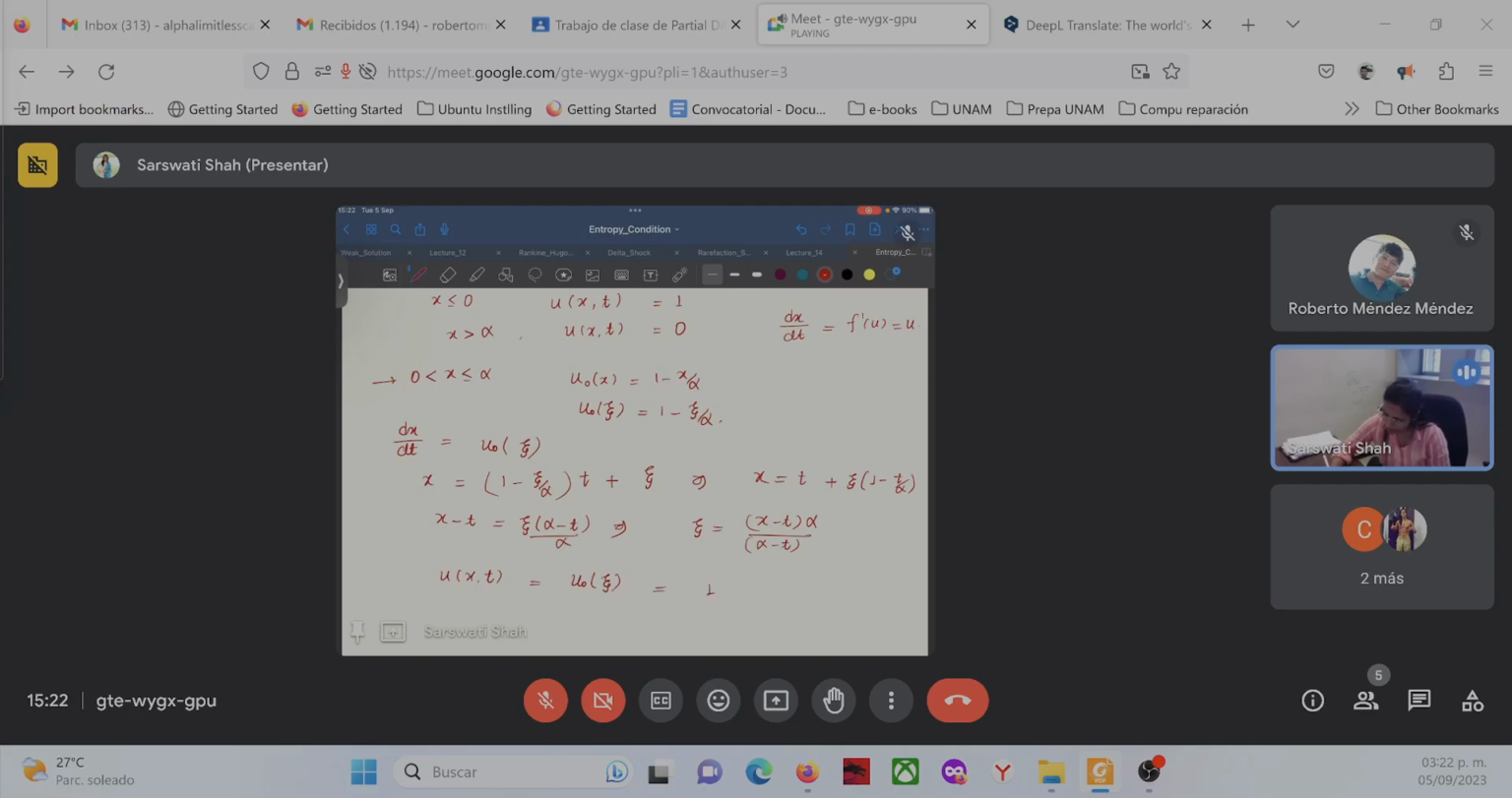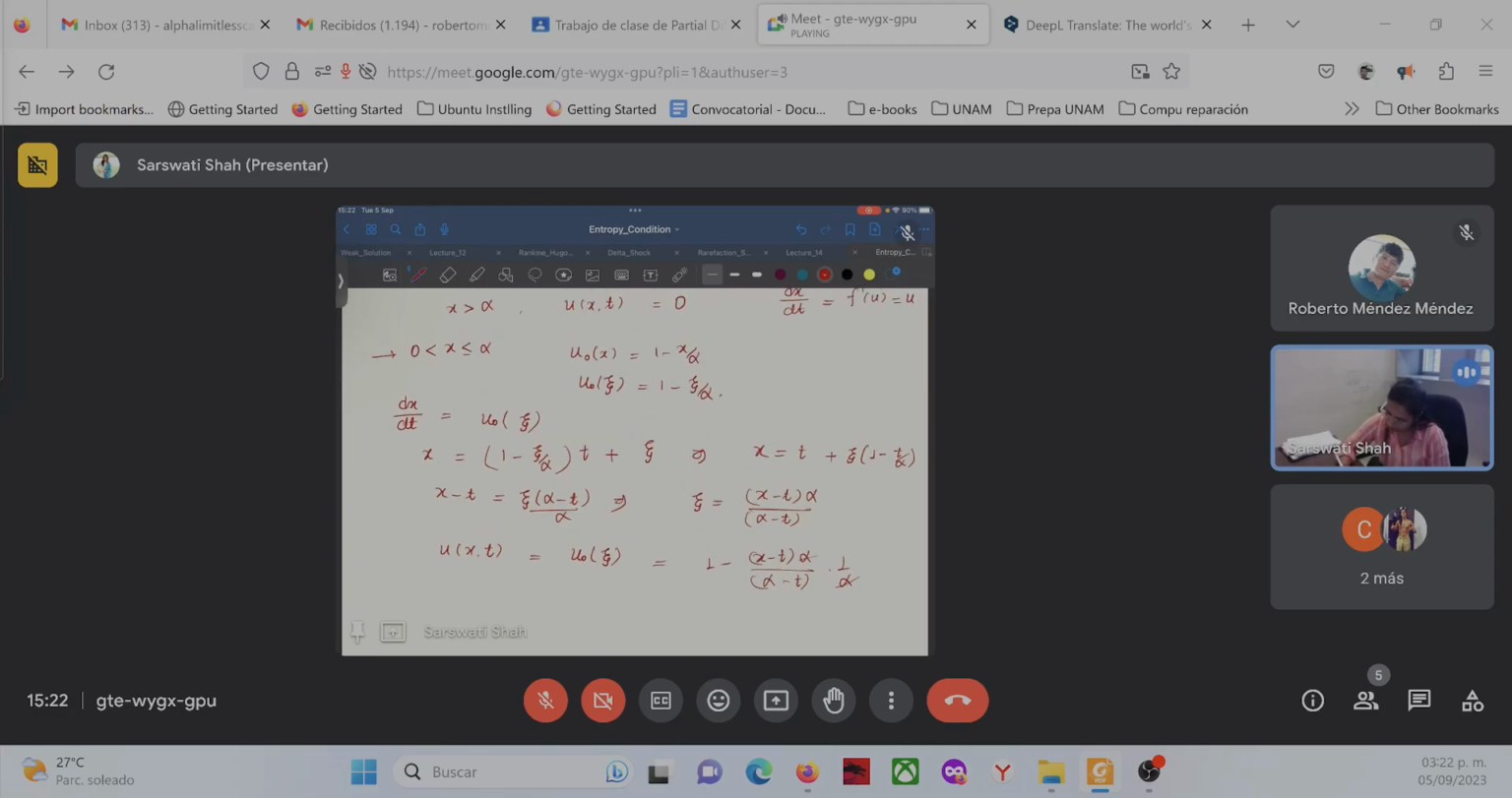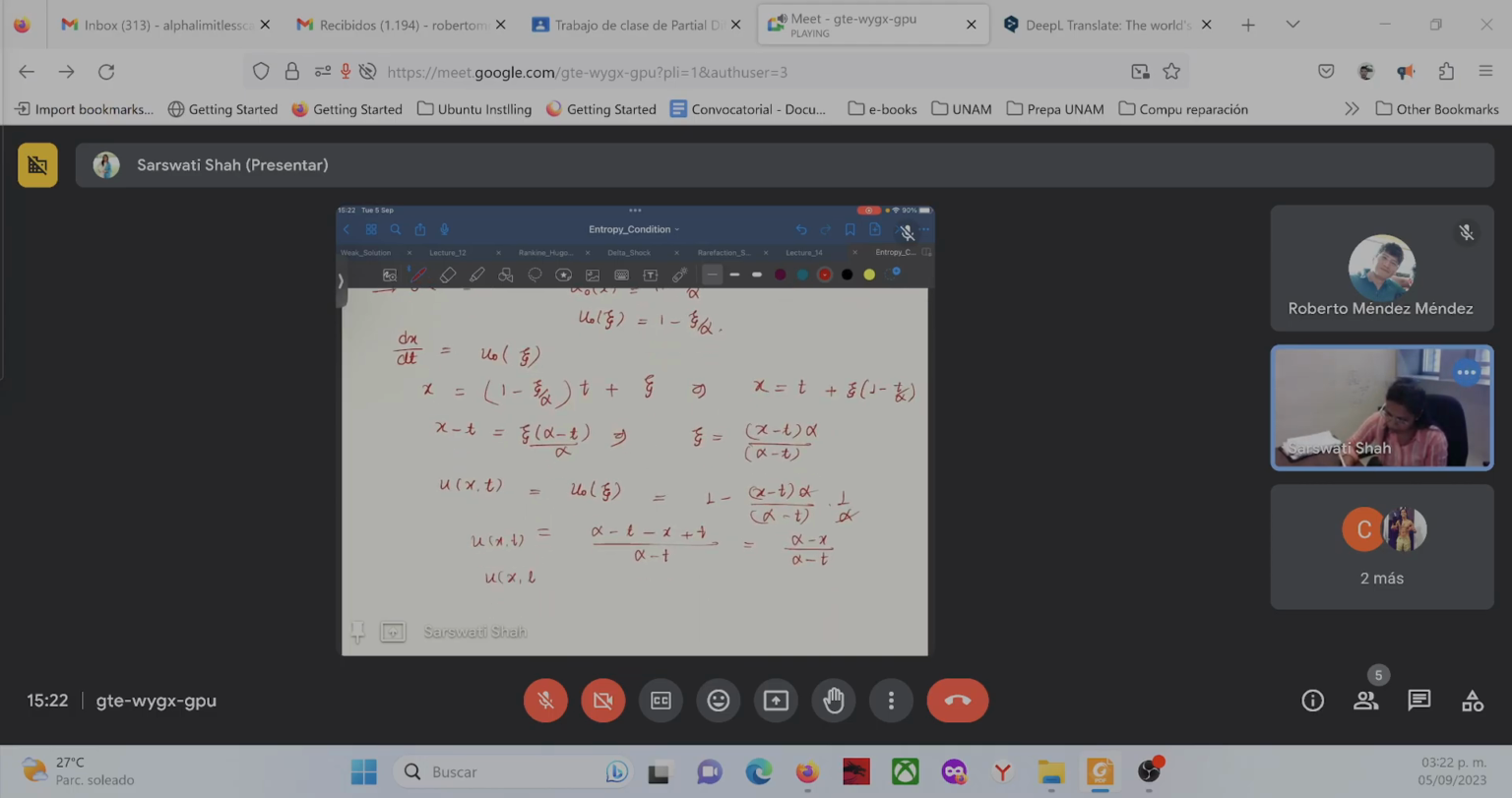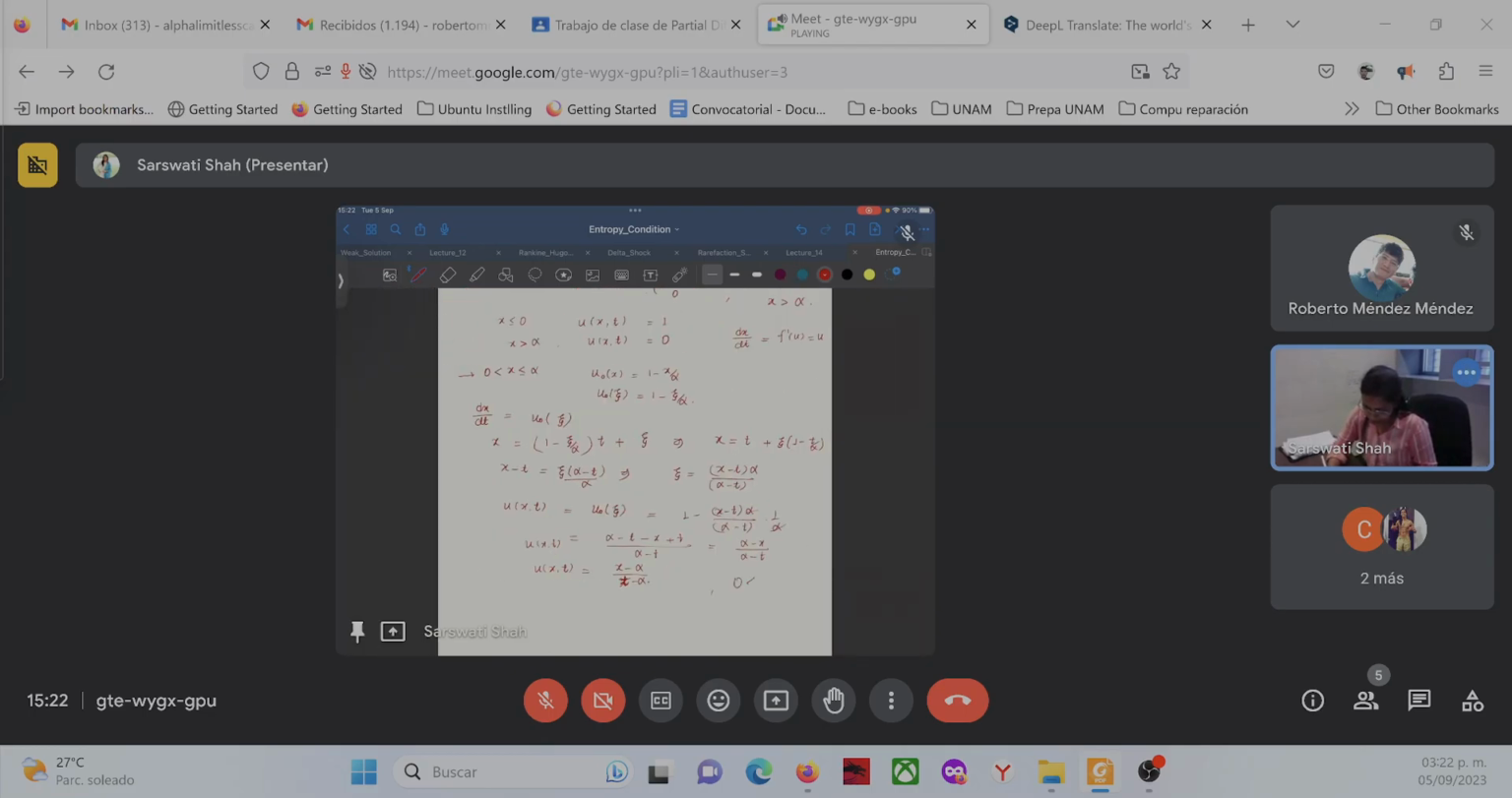Now keep the value of xi as 1 minus (x minus t) alpha over alpha minus t, times 1 over alpha. So alpha and alpha will cancel out, and then we get alpha minus x over alpha minus t. Or we can simply write u of x comma t equals x minus alpha over t minus alpha, just taking the minus sign common out from the numerator and denominator. So this is the solution in this region.